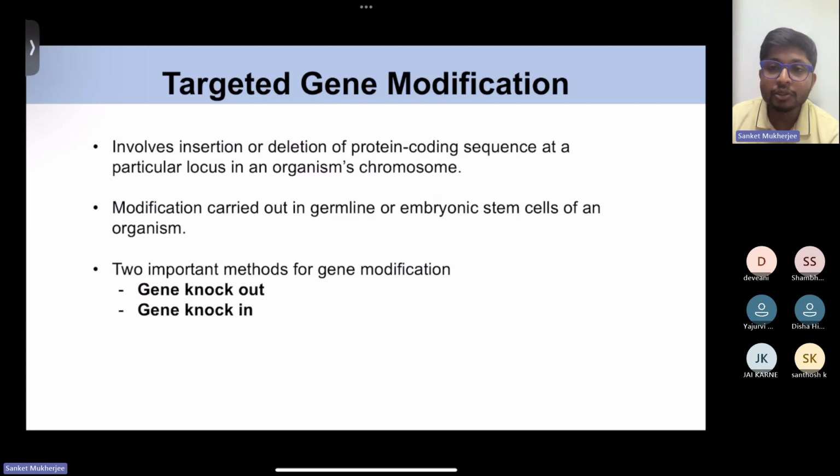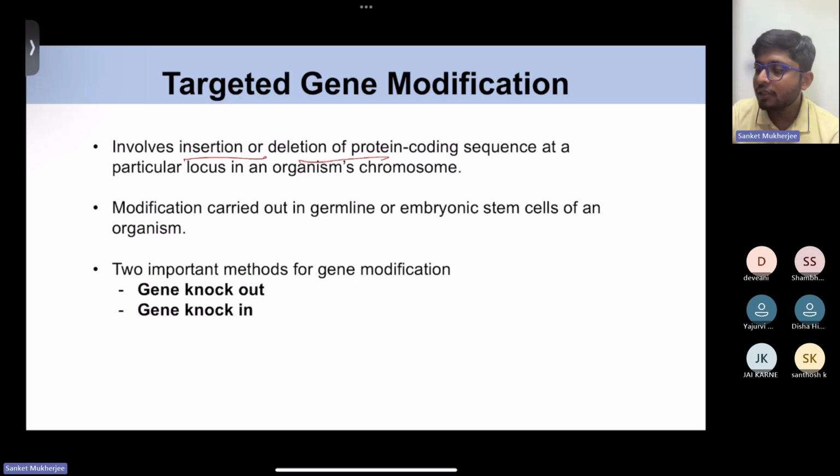So when we are talking about targeted gene modification, it involves insertion or deletion of protein coding sequence at a particular locus of an organism's chromosome, right? Usually, whenever we are referring to a gene, as we have already discussed, I think in the first week, it usually refers to a protein coding element, right? So when we are inserting something or deleting some part of it, that's what we mean by modification.